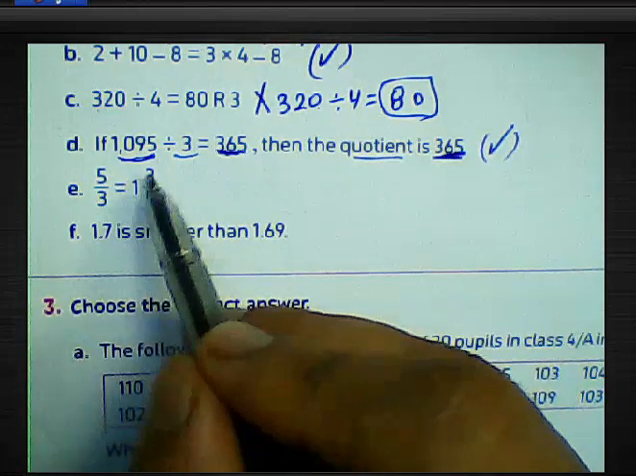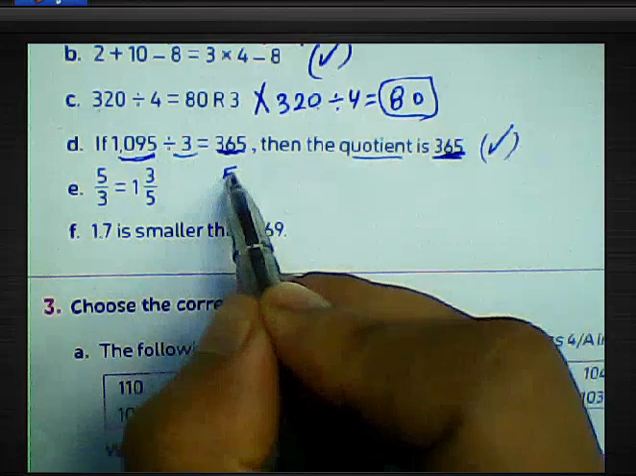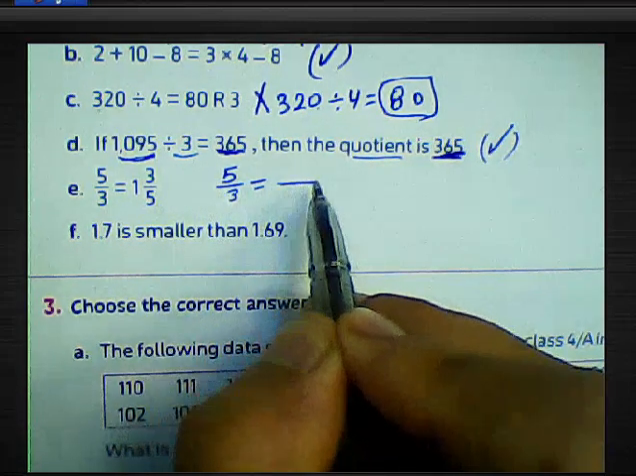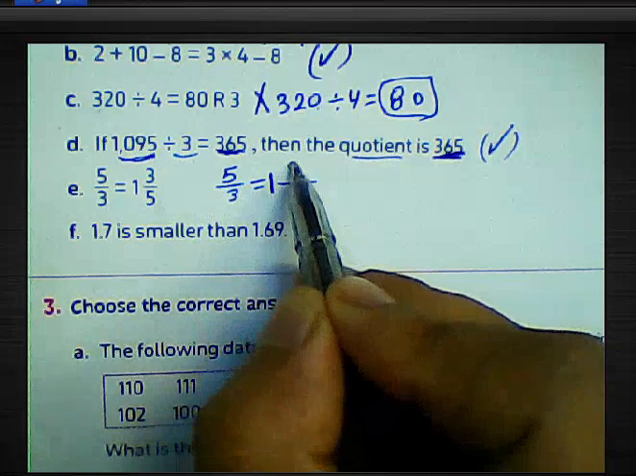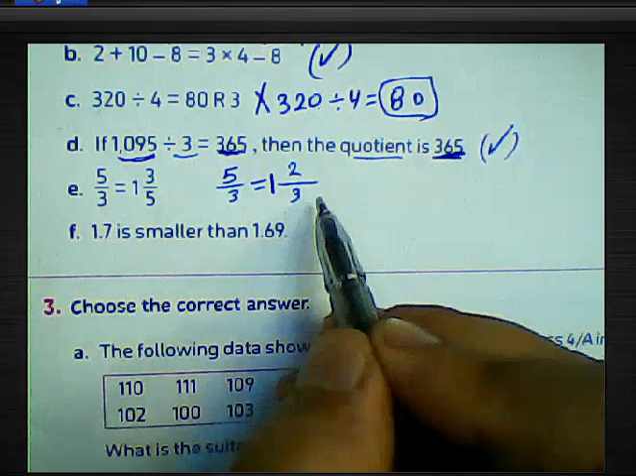1 and 3 over 5 is not equal to 5 over 3, because 5 over 3 equals 1 and 2 over 3, since 1 times 3 equals 3 and the remainder is 2. It will be false.